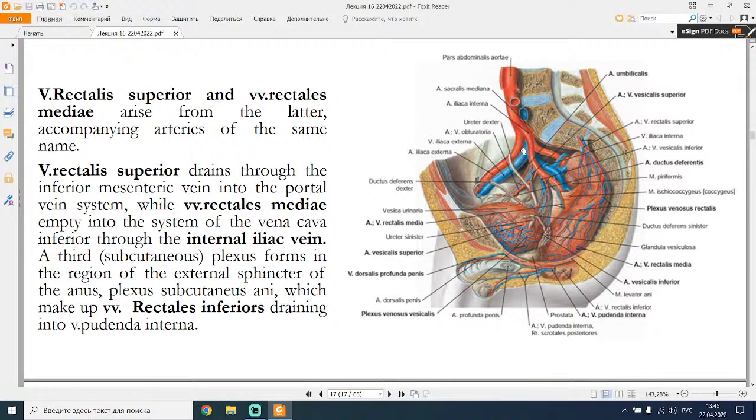A third plexus forms in the region of the external sphincter of the anus, the subcutaneous plexus, which makes up vena rectalis inferior, draining into vena pudenda interna. What you see? Vena pudenda interna.